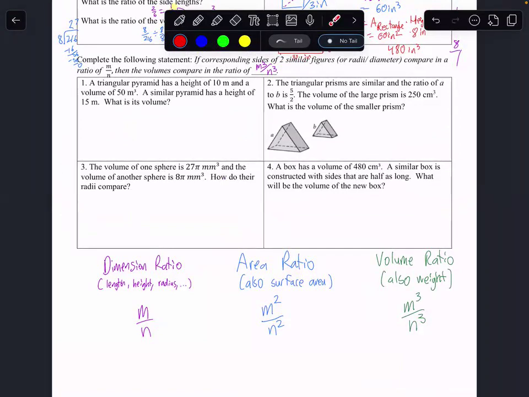Okay, so let's go and look at question 1 together. A triangular pyramid has a height of 10 meters, volume 50 meters cubed. A similar pyramid has a height of 15 meters. What is its volume?